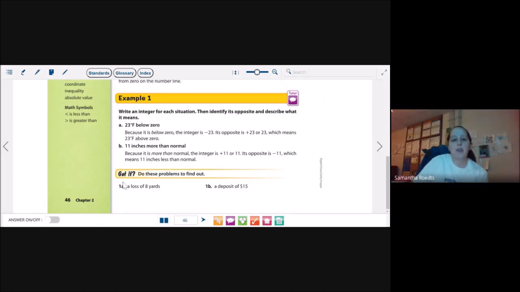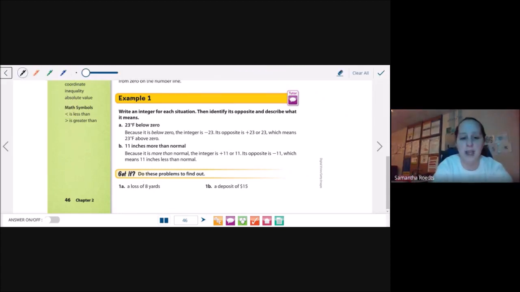Okay. So let's look at these problems. 1A, a loss of 8 yards. So I lost something, so that's going to be a negative number. A loss of 8 yards is -8. Its opposite is +8, so that's a gain of 8 yards.